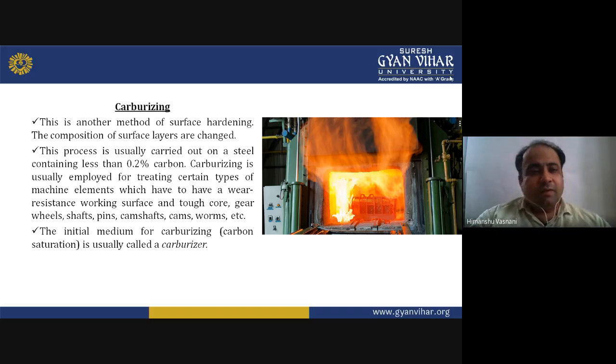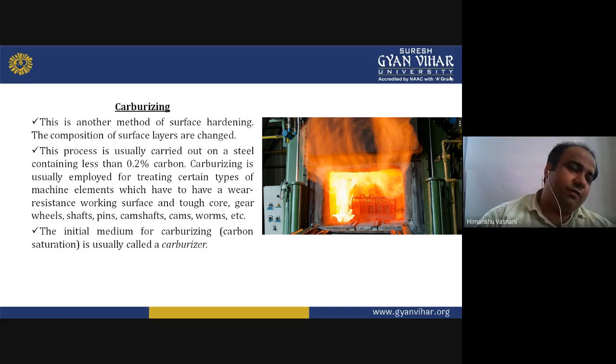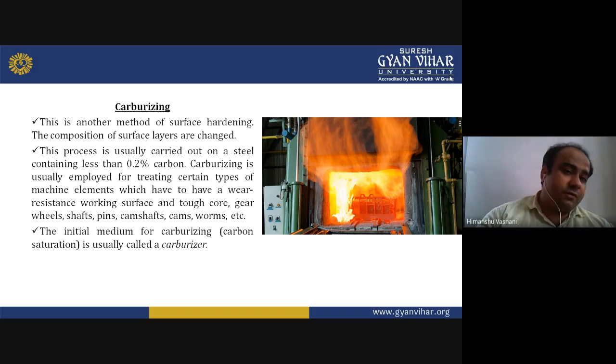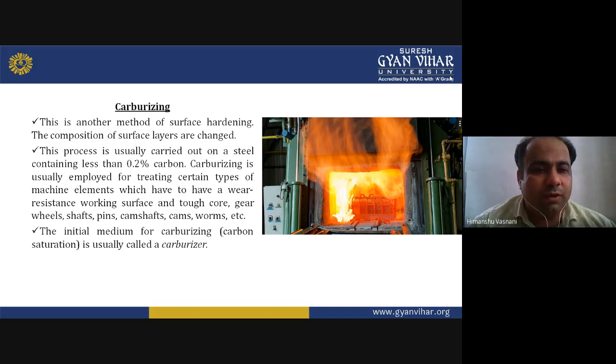Previously, what we were doing was hardening the surface layers, or trying to release the internal stresses available in the workpiece, perhaps due to a metalworking process, or due to the casting or welding process. But here, in carburizing, which comes under surface hardening, the composition of the surface layers is changed. The process is carried out on a steel containing less than 0.2% carbon.